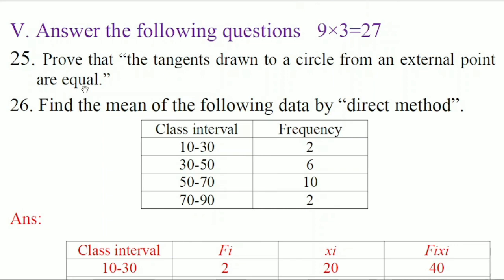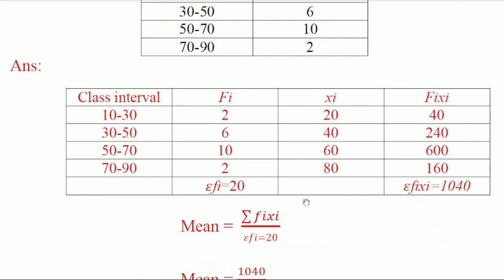So the next 25th question: find the mean of the following data by direct method. They have given the class interval and frequency. So by direct method, you have to find out the mean. Class intervals are 10 to 30, 30 to 50, 50 to 70, 70 to 90, and the frequencies they have given are 2, 6, 10, 12. So now we have to find out the mean.